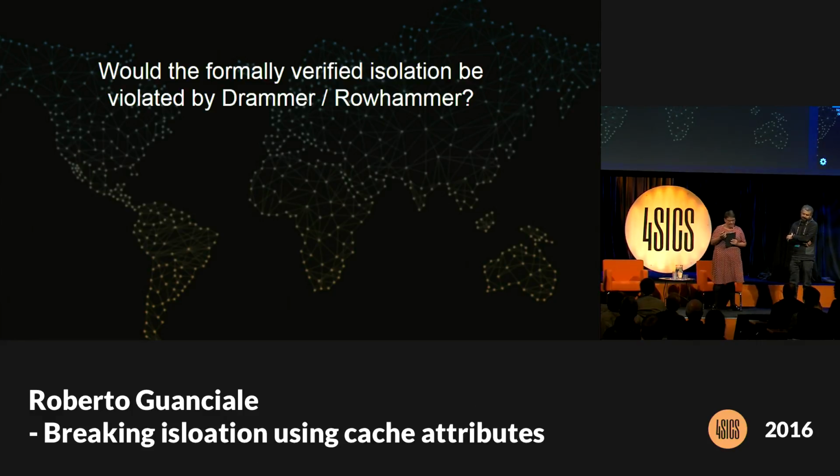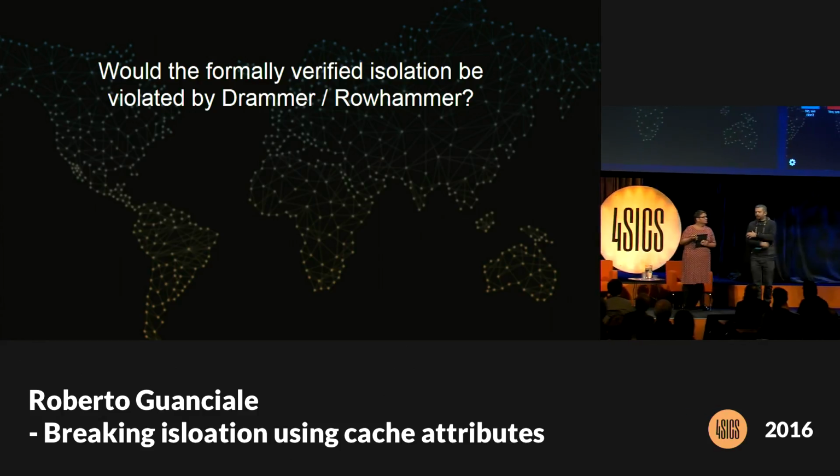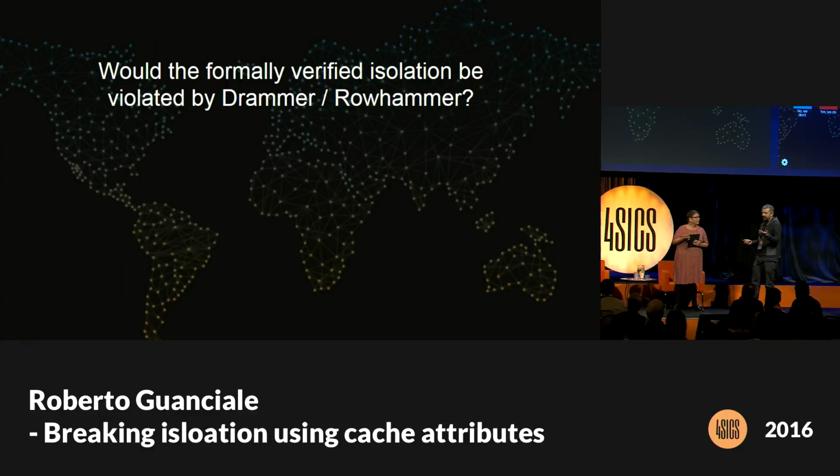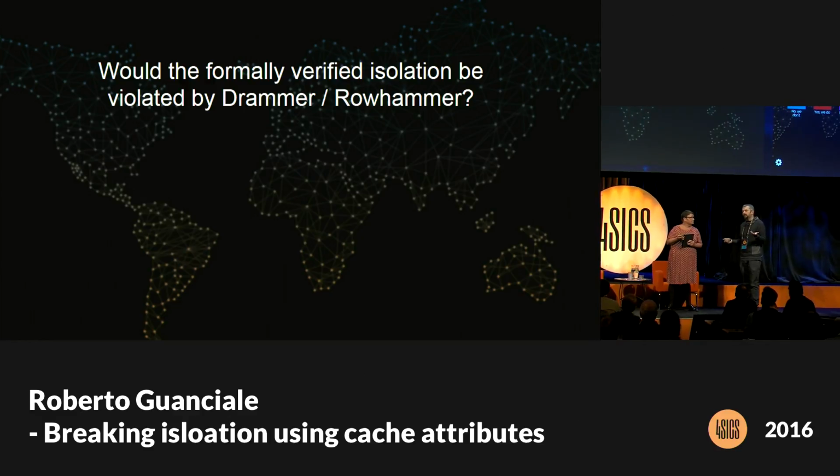Would the formally verified isolation be violated by Drammer or Rowhammer? Absolutely, yes. You have a model, and you expect that writing something in memory only affects that part of the memory. But if the CPU behaves in a different way, for example using Rowhammer, this memory update can affect another memory location. You didn't predict this, and it can invalidate your result.